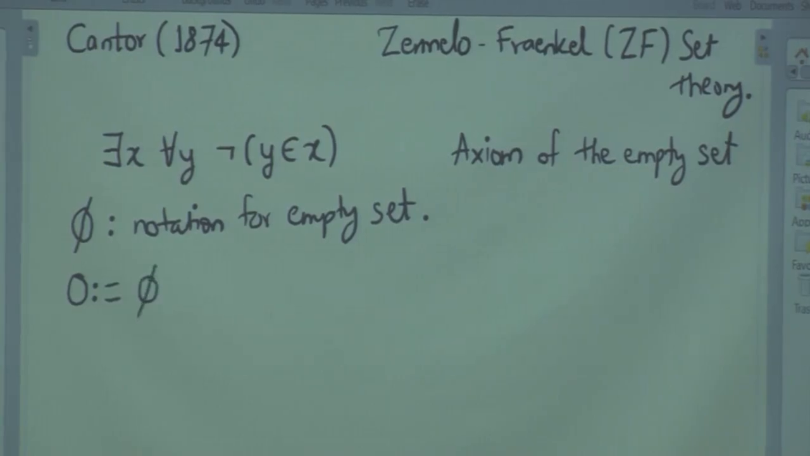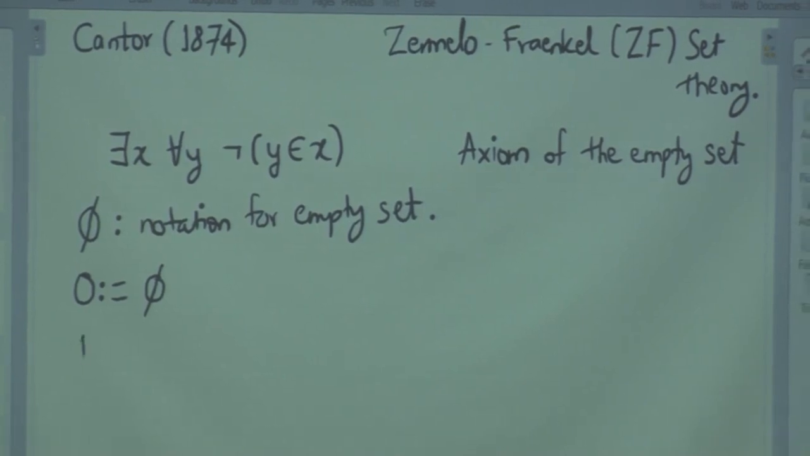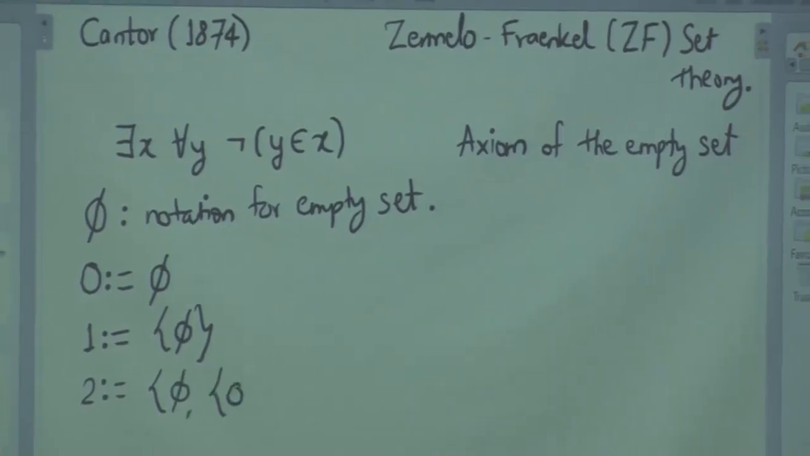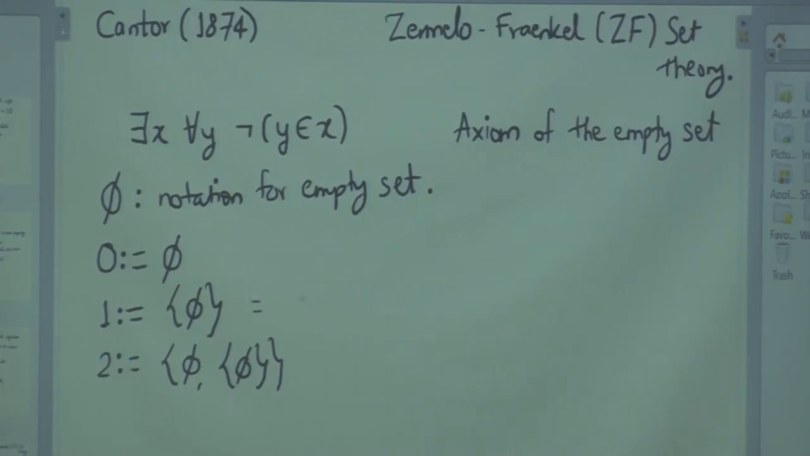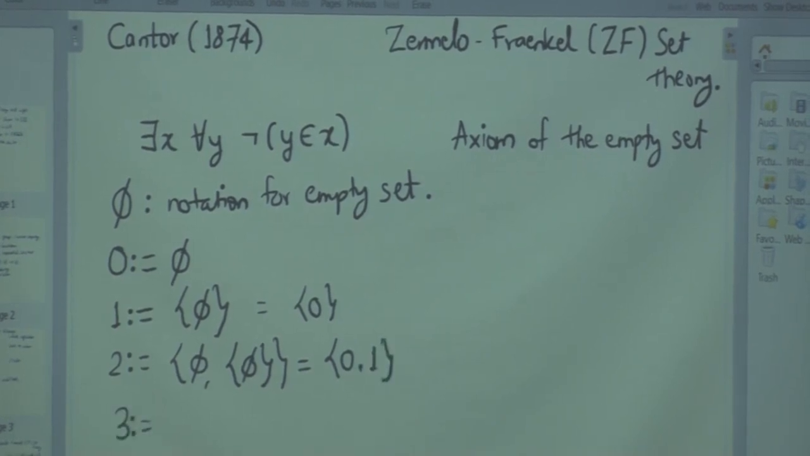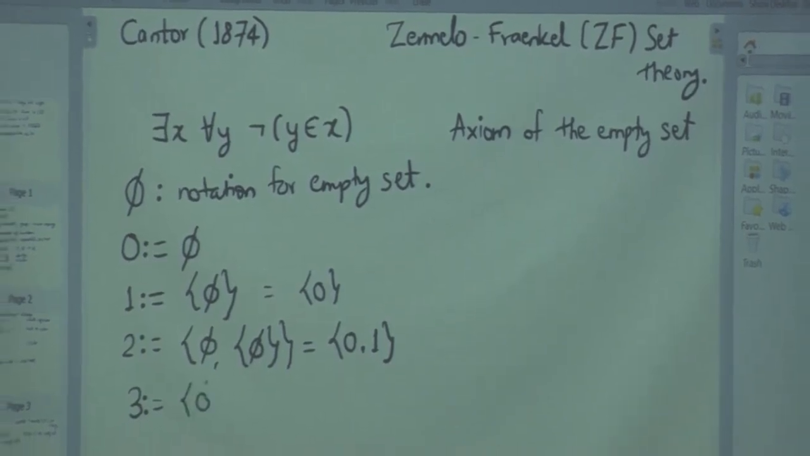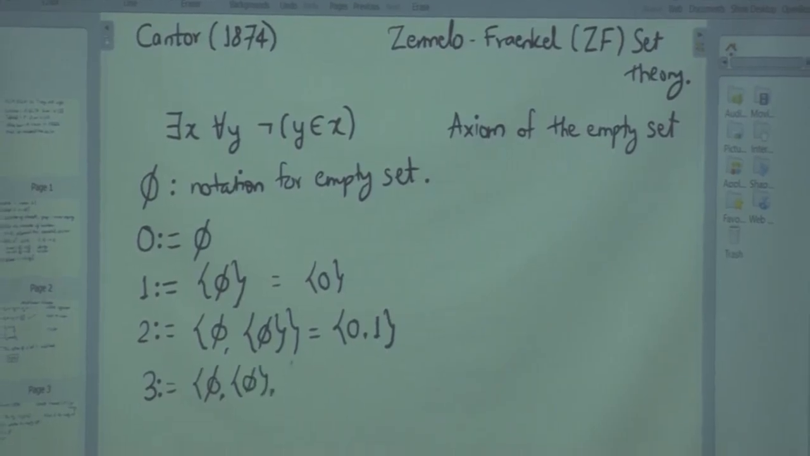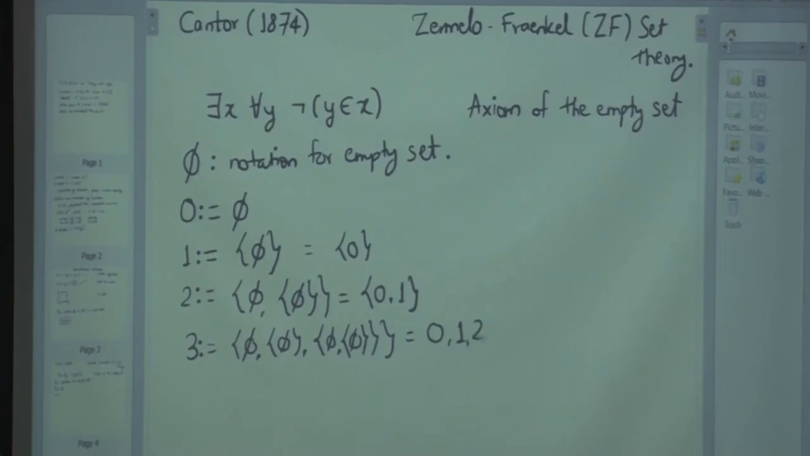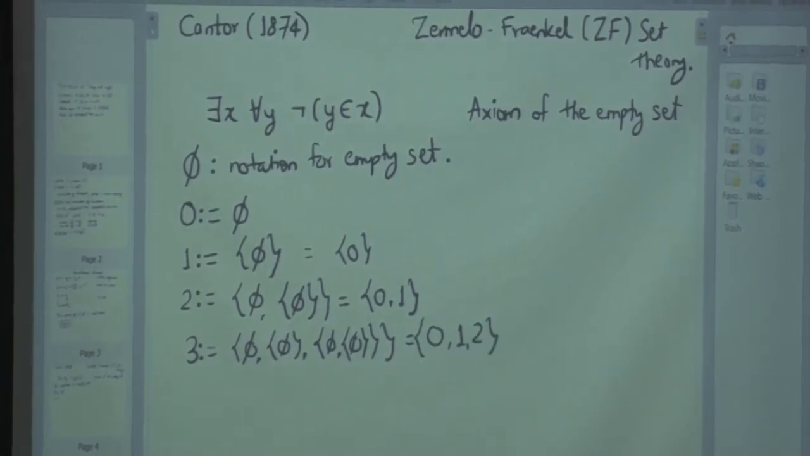So 0 is defined to be the empty set. 1 is defined to be the set consisting of the empty set. 2 is defined to be the set consisting of 0 and 1, the empty set as well as the set consisting of the empty set. So you can observe that this is singleton 0, this is {0, 1}. Now our questionable number 3 is the empty set, then the singleton empty set, and then the set containing the empty set and the singleton empty set, which is actually {0, 1, 2}. So 0, 1, 2 are just symbols here, then this is 3.